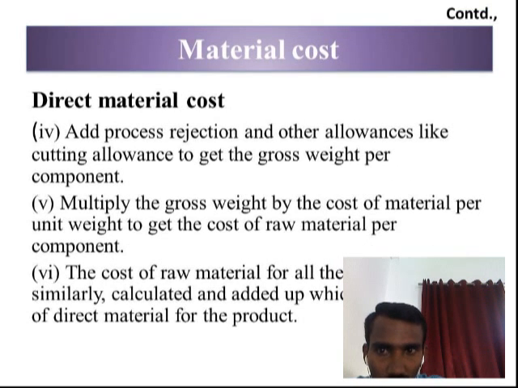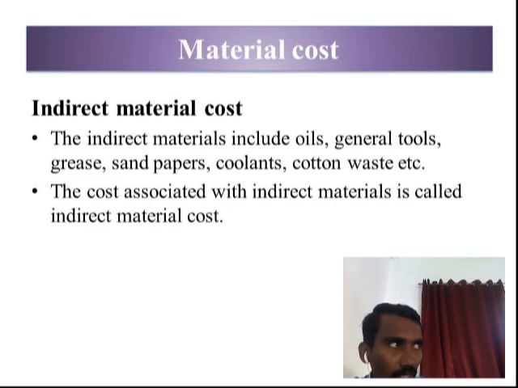Next, add the other allowances. Suppose cutting allowances and other machining allowances are also considered as direct material cost. Next, find out the gross weight of the component. Net weight plus other allowances are added to calculate the gross weight of the component. Then the cost of the material will be calculated by gross weight of the material times the unit weight cost of the material. Next, indirect material cost.